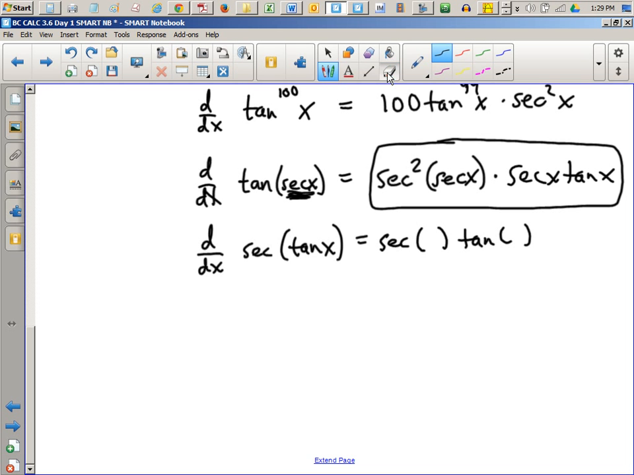Oh, except I didn't leave enough space to write it. So I meant to do lots of space here because I have to put a little tan x in here. And now I can multiply by the derivative of the inside, which is the derivative of tan x. So what's that? Secant squared x. Do you think this is confusing? Not if you understand what the chain rule is asking you to do. Chain rule asks you to ignore the inner function, differentiate as if the inner function was your variable, keep that variable as your variable, then multiply by the derivative of the inside.